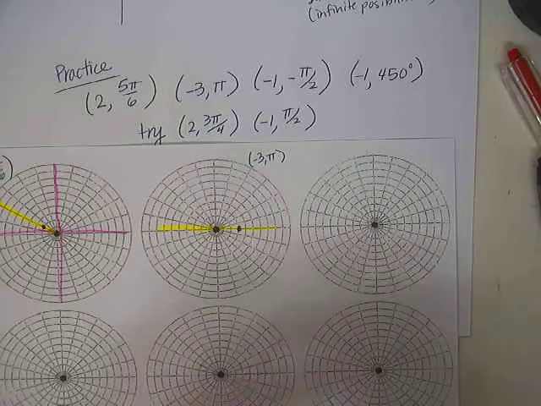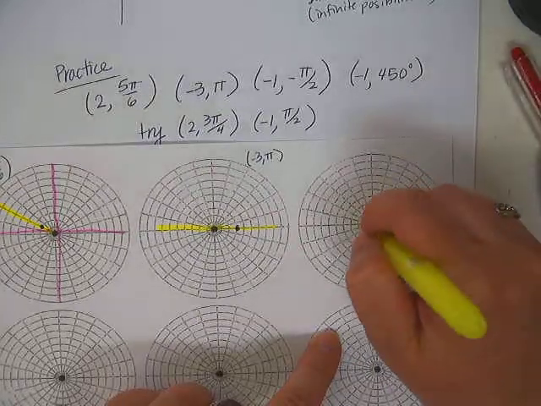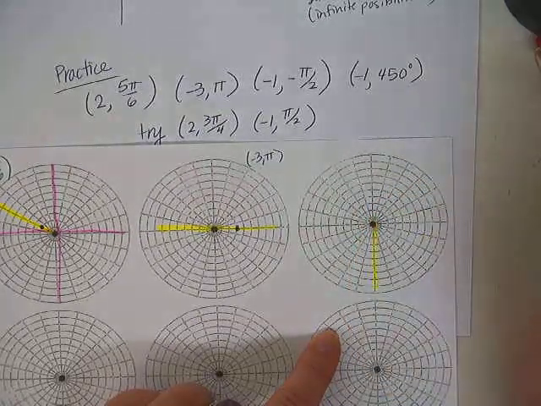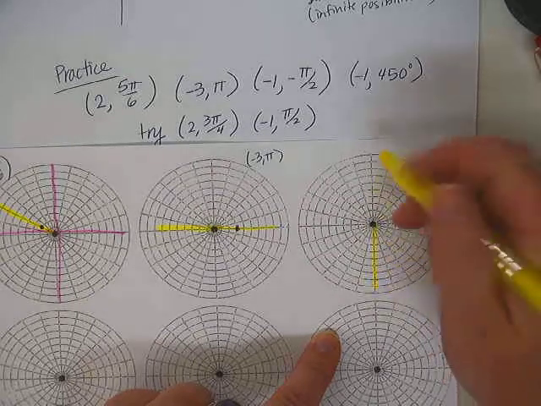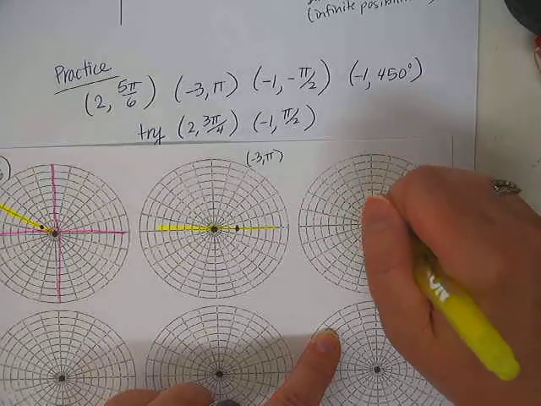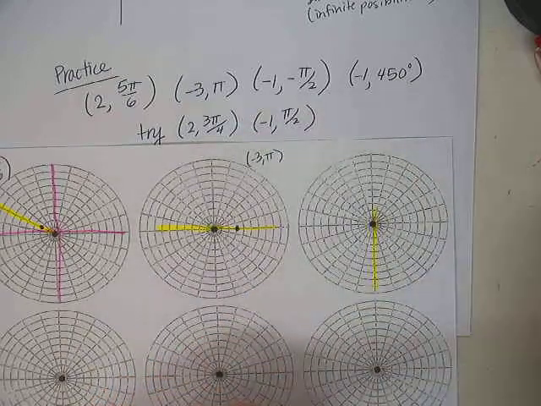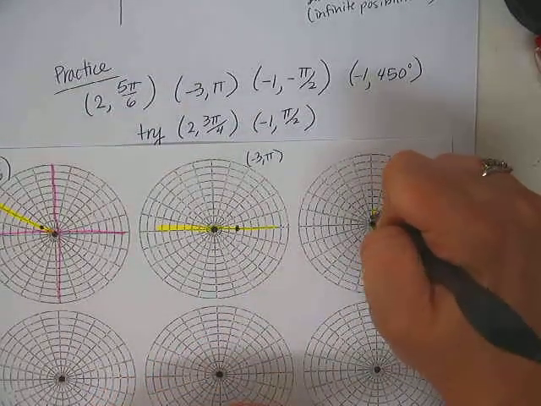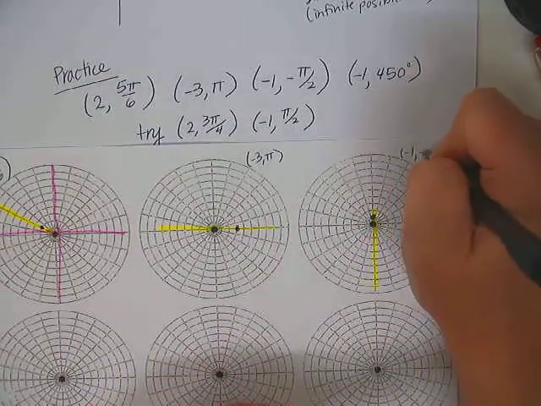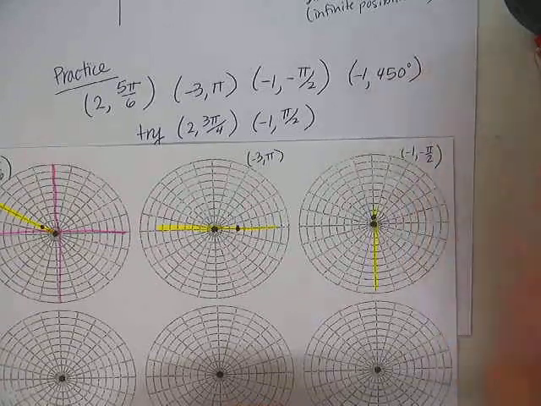Okay, the next one, we would go backwards to pi halves, which is that line. So negative pi halves, but then it's a -1 radius, so it's actually going to end up going upward, which will be this point right here. So -1, negative pi halves.